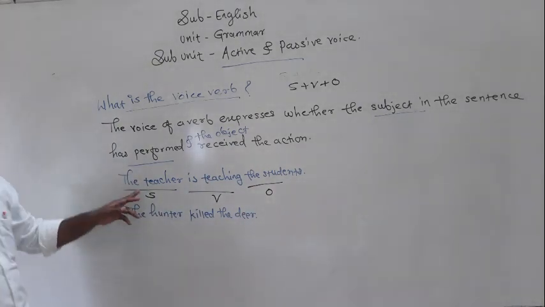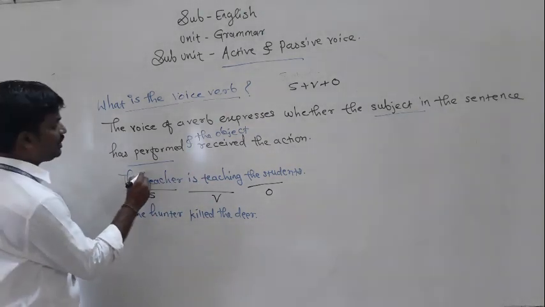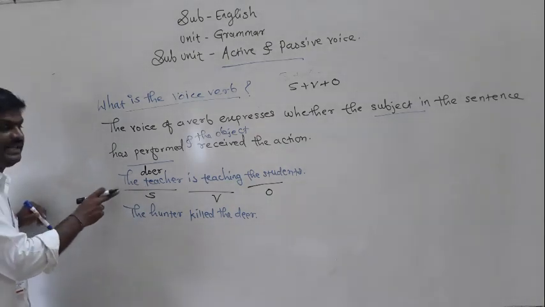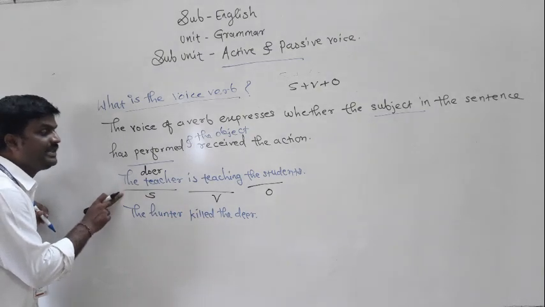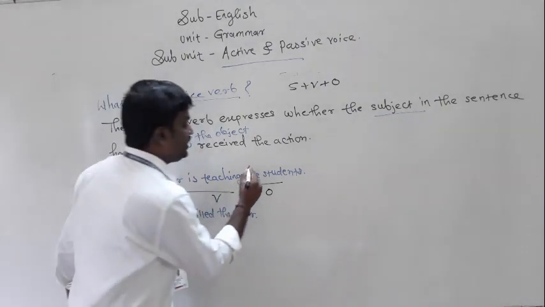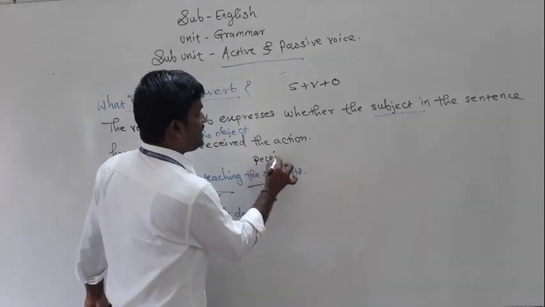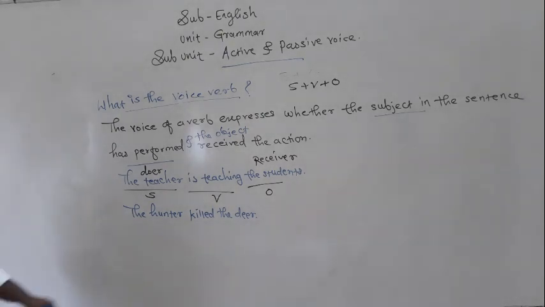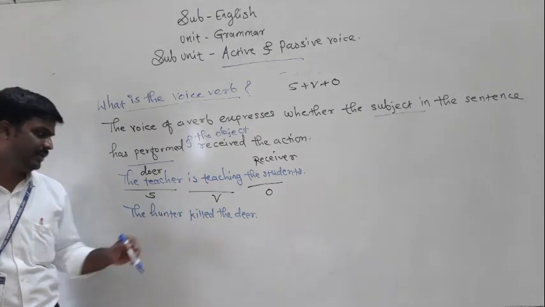The teacher, who is teaching? The teacher. Here, teacher is the doer of the action. He is performing that action, and here the student is the object and is functioning as the receiver. It is in the continuous form of the tense. It is a verb.